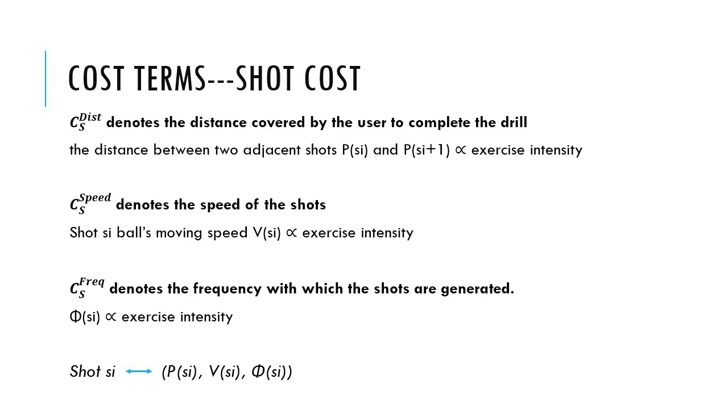And CS speed denotes the speed of the shots. Also, the moving speed of the shot Si is positively related to the exercise intensity, as the athlete needs to be prepared to quickly decide and adjust his or her movement towards the direction of a moving ball. And CS frequency denotes the frequency with which the shots are generated. The frequency of shot Si is also positively related to exercise intensity, since high frequencies tend to keep an athlete vigilant, and there is no time to rest between adjacent shots. Every single shot Si can be defined by three variables: the position, the speed, and the frequency.